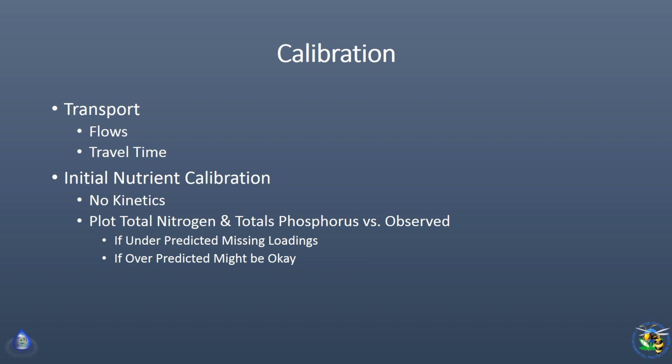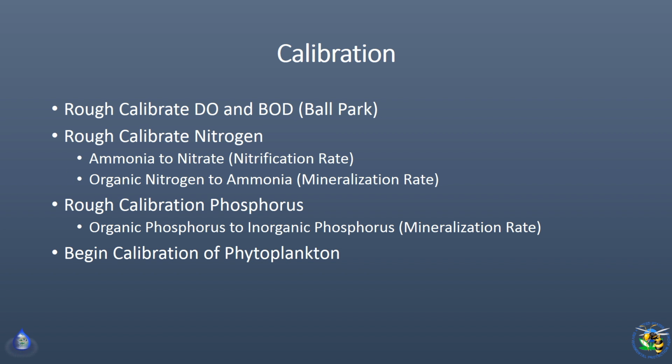The model does not create mass. If you're over-predicting, it might be okay because you have things like assimilative processes, settling processes that would lower the amount in the water column. But if you're over by a large factor, you may have to go back and revisit the loading assumptions.